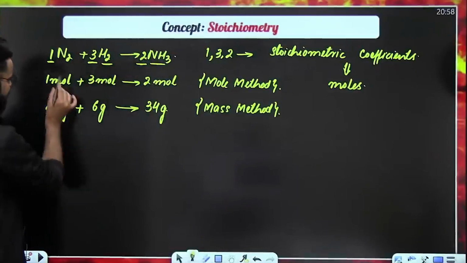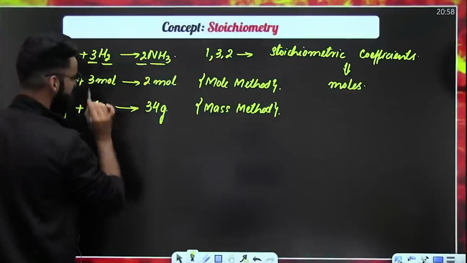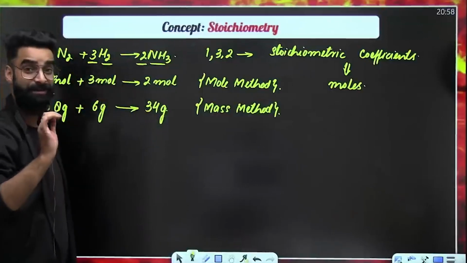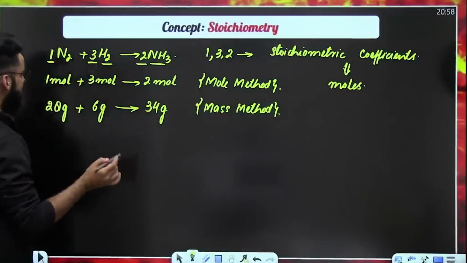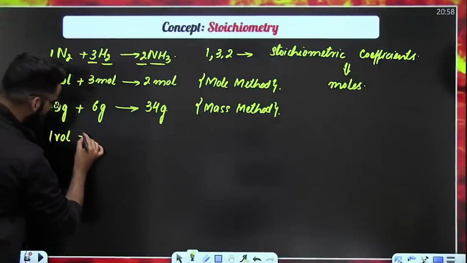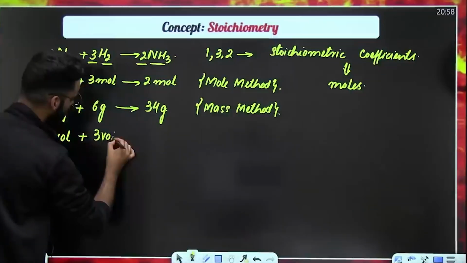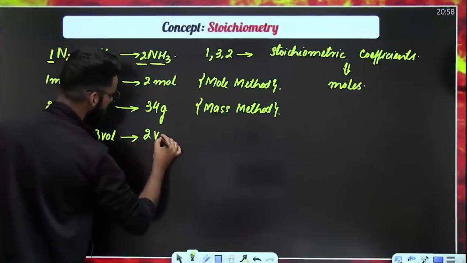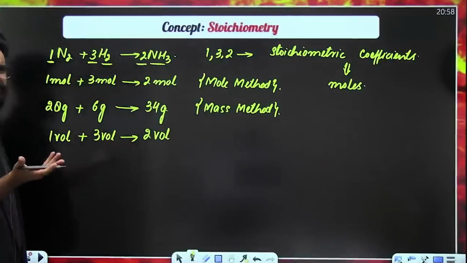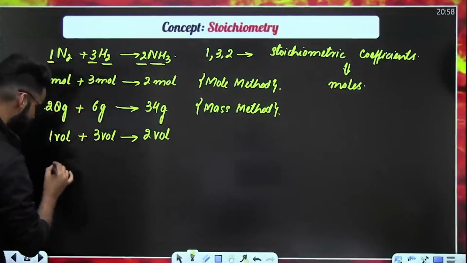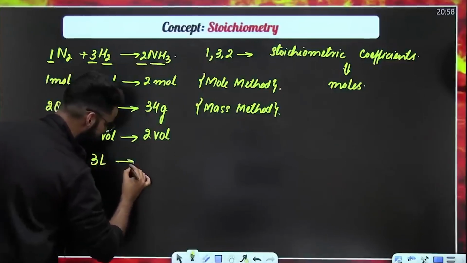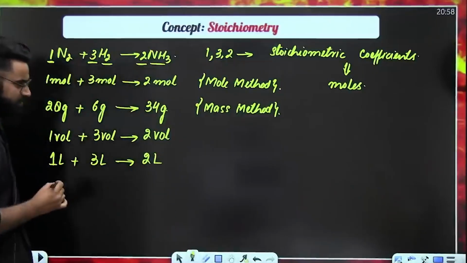Now I can write one more statement. I can treat these stoichiometric coefficients directly as volume. How exactly? I can say from the stoichiometric coefficients, one volume of N2 completely reacts with 3 volumes of H2 and produces 2 volumes of NH3. This volume term you can use in terms of liters, in terms of ml or whatever. That means I can say 1 liter of N2 completely reacts with 3 liters of H2 and produces 2 liters of NH3.